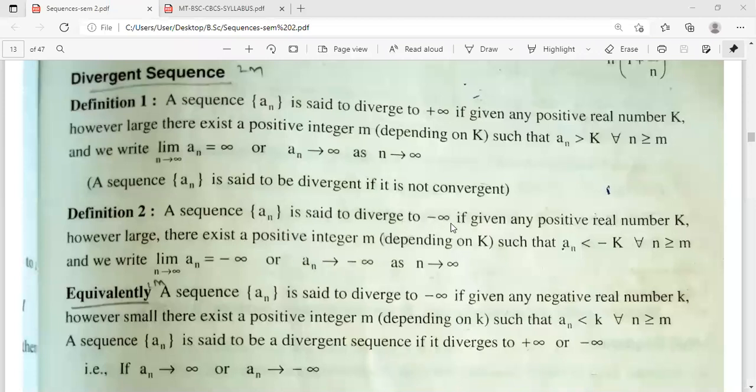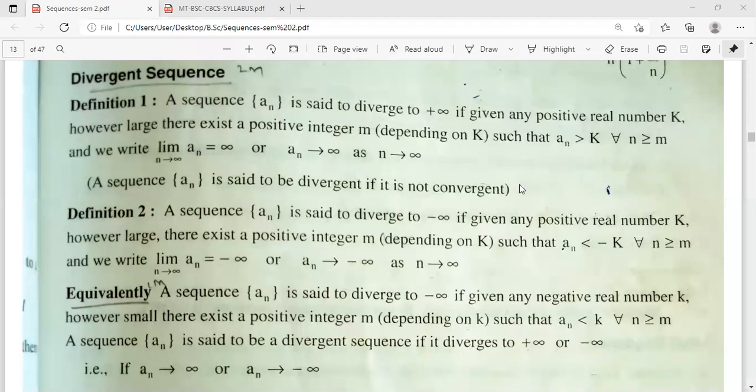A sequence a_n is said to diverge to minus infinity if, given any positive real number k, however large, there exists a positive integer m depending on k such that a_n is less than minus k for every n greater than or equal to m. Here also you take the same approach as in the previous case. There you got plus infinity, here you are getting minus infinity, everything is the same.